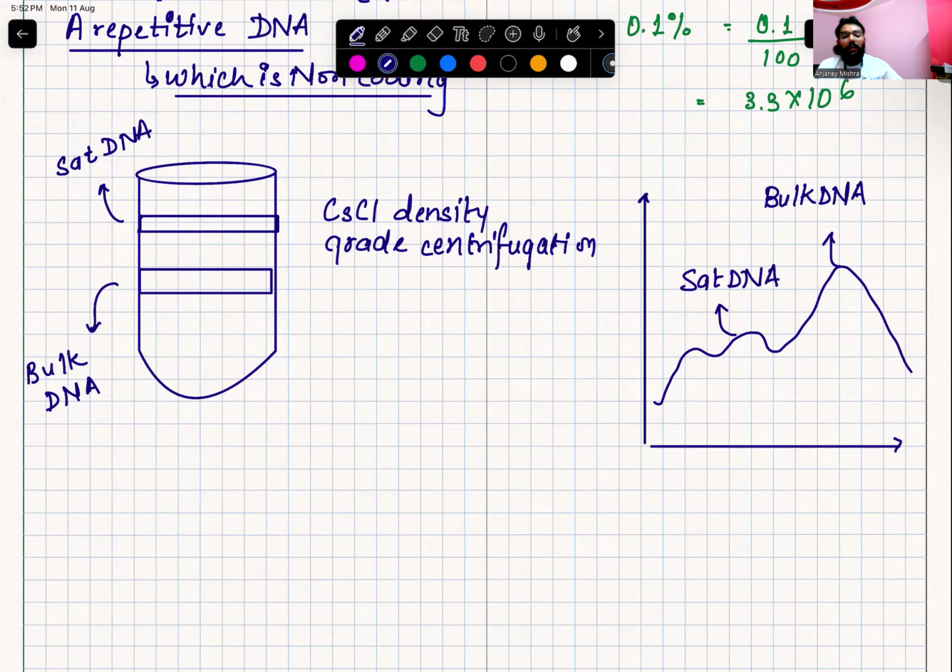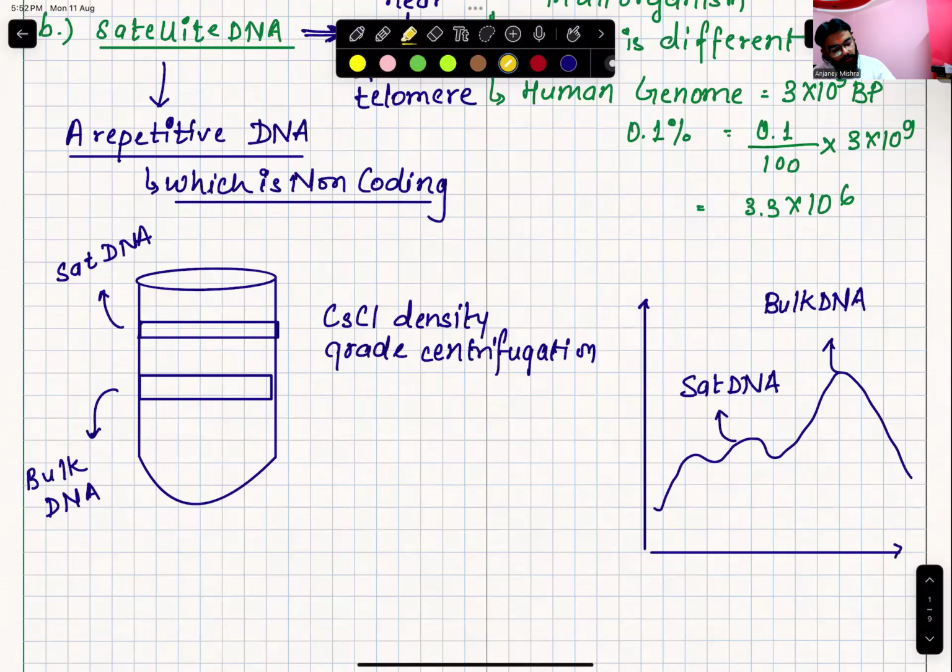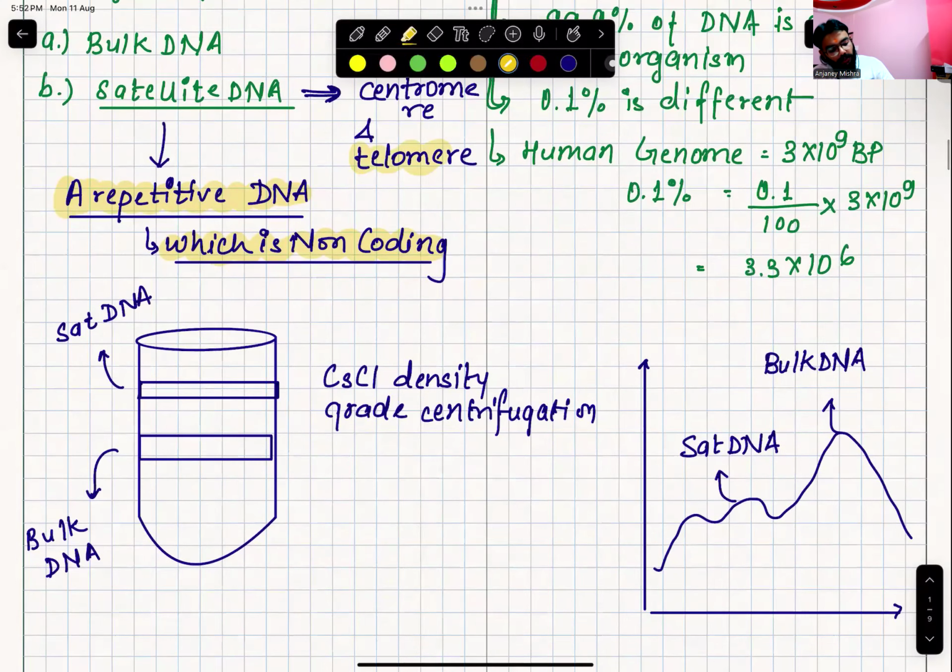So one thing till now, which is clear to everyone, is that there are two types of DNA. There is bulk DNA and there is satellite DNA, which can be separated out. Something else which is also clear is that satellite DNA is repetitive DNA, which does not exactly code for anything, and it is found near telomere and centromere. Any doubt till here?